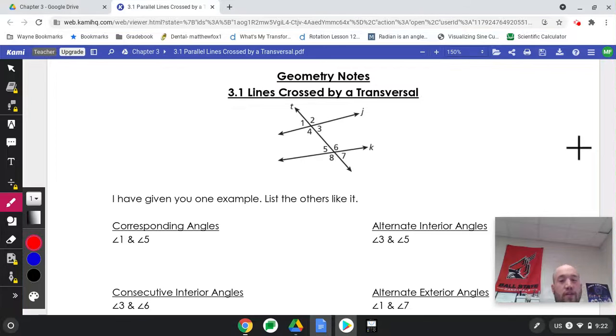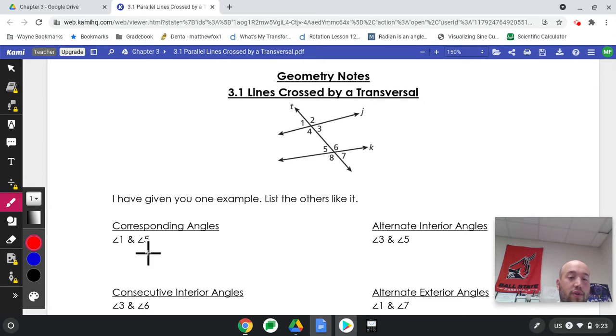All right, good morning. Today we are going to talk about when we have two lines that are crossed by a transversal. In this case, line J and line K are two lines crossed by a transversal, T. We have several different types of angle relationships, and you can see I have given one example. We need to list the others like it.